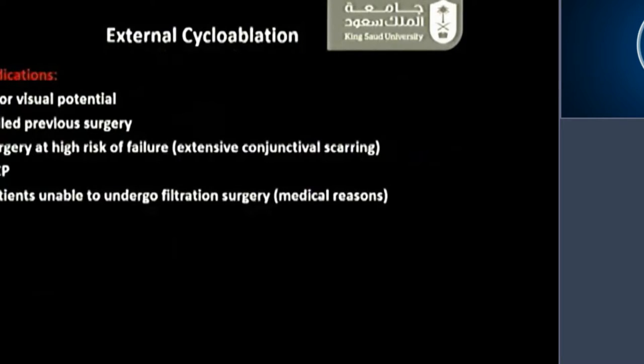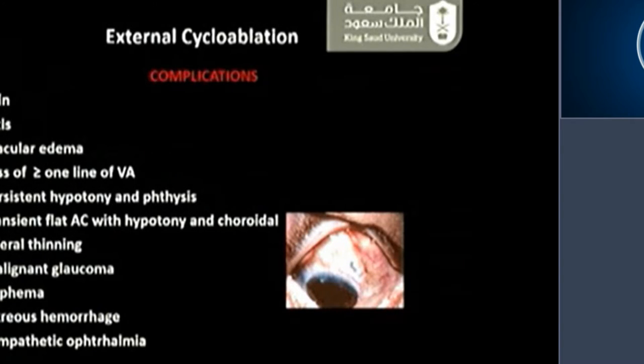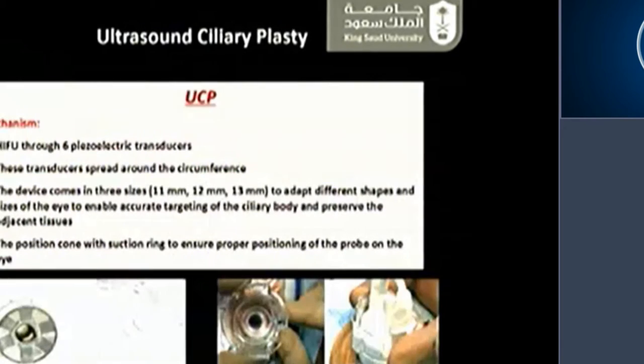So the indications of external cycloablation are patients with poor visual potential, failed previous surgery, surgery at high risk of failure, extensive conjunctival scarring, patients with OCP, ocular cicatricial pemphigoid, or patients unable to undergo filtering surgery because of medical reasons. Complications after external cycloablation include pain, iritis, macular edema, loss of one line of visual acuity, persistent hypotony, and phthisis, especially with cyclocryotherapy, transient flat anterior chamber with hypotony and choroidals, scleral thinning, malignant glaucoma, hyphema, vitreous hemorrhage, and sympathetic ophthalmia.